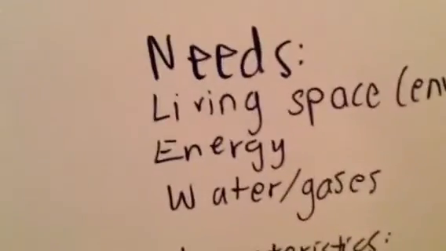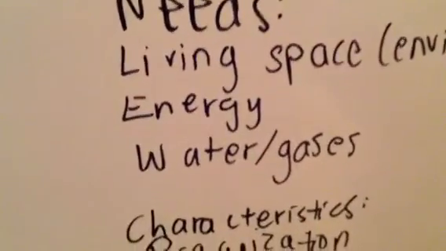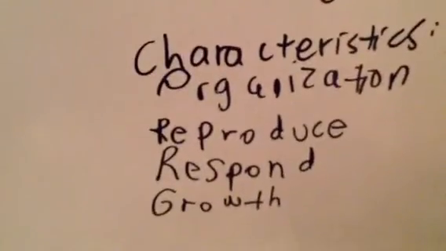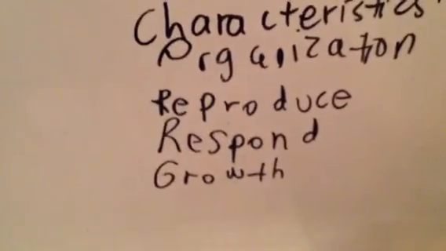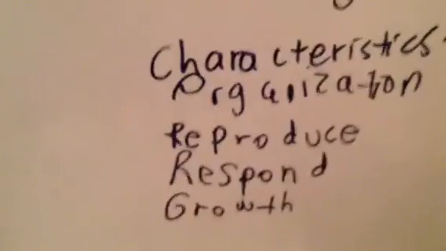So needs are we need living space, we need energy, we need water or gases. Characteristics are we are organized, we reproduce, we are able to reproduce, and we are able to respond, and we grow. So these are the characteristics and needs of living things.